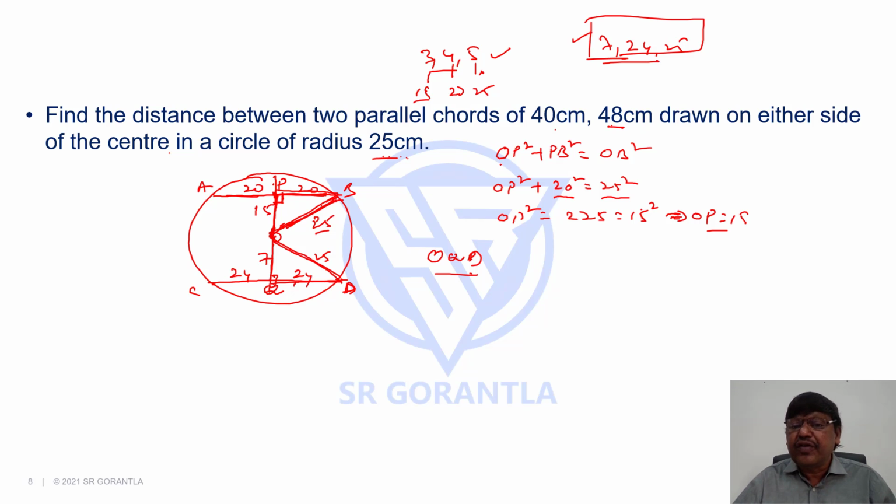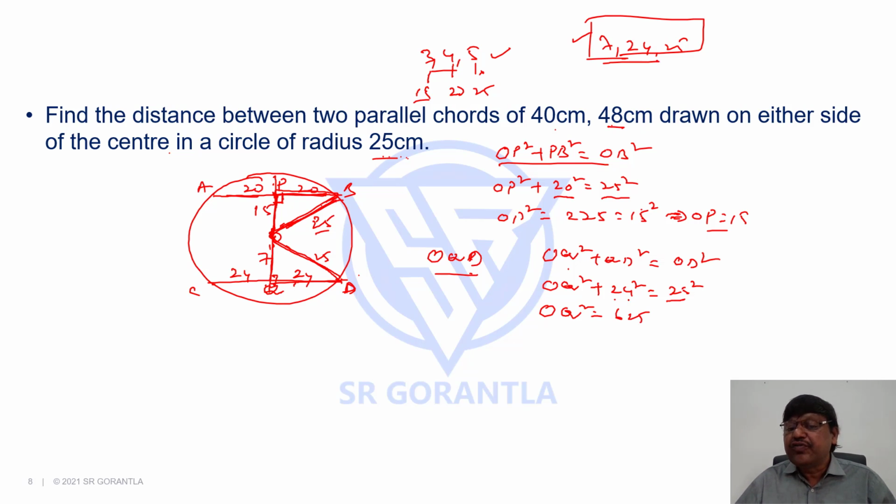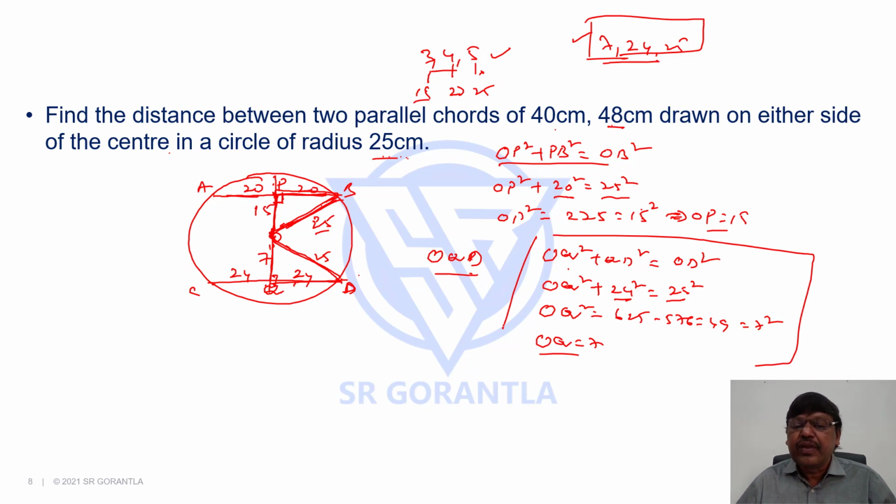Otherwise, what you have to do, like we have calculated here, is OQ square plus QD square equals OD square. We know QD is 24 and OD is 25, so OQ square equals 625 minus 576, which is 49, which is 7 square, so OQ is 7. But without doing all this calculation, we can solve the problem if we are good at these triplets.